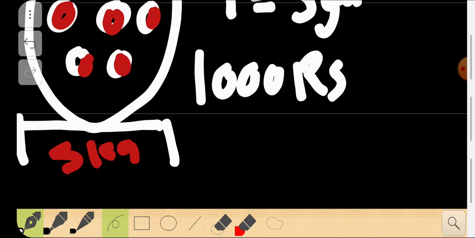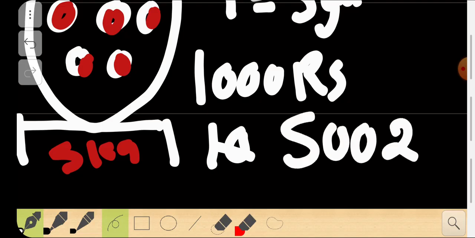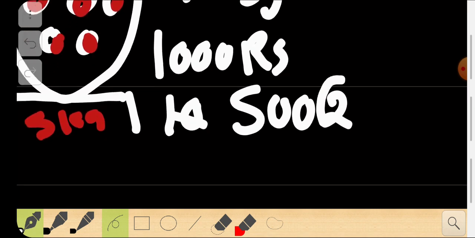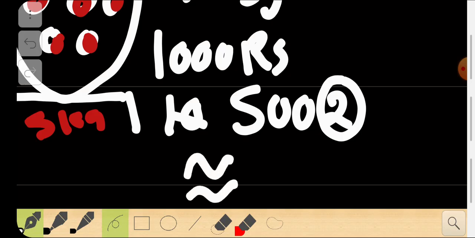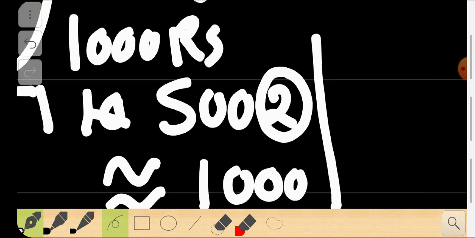Now if you calculate and find out that there is 5,002 grams, then each coin is almost 5 grams. So this 2 gram doesn't account for anything. Still you approximate it to be equal to 5 kilograms, which is 1,000 rupees, right? You can go 4,998 as well. Still it is well within your uncertainty. This is something that you see daily.